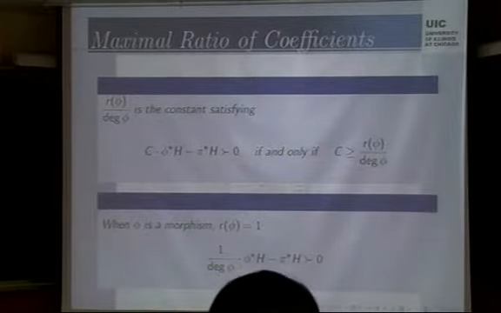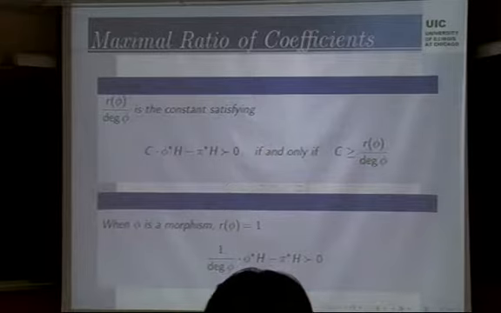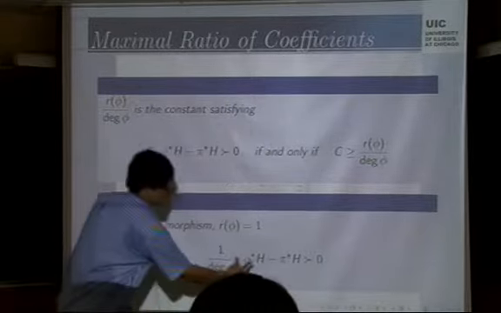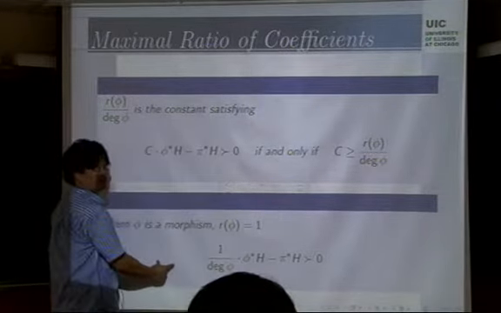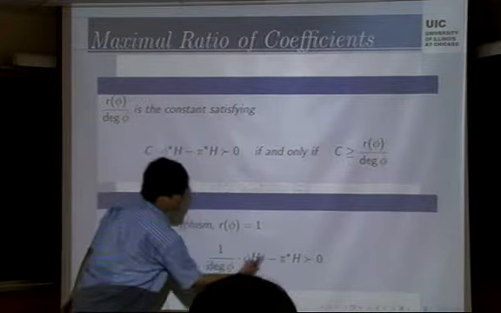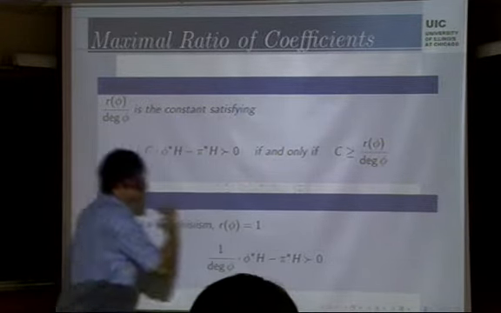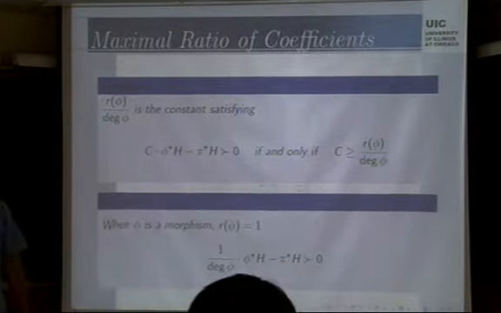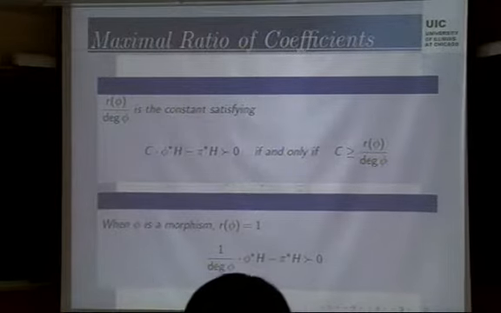Here's quite a clear example. If you have a morphism, then your D ratio is always 1 because this one is nothing but degree times h. So that's the minimum number which makes the difference of these two a positive combination of h's. So your D ratio is 1 if and only if you have morphisms.